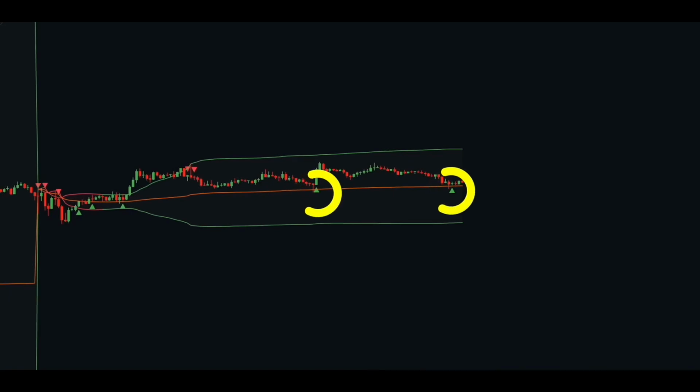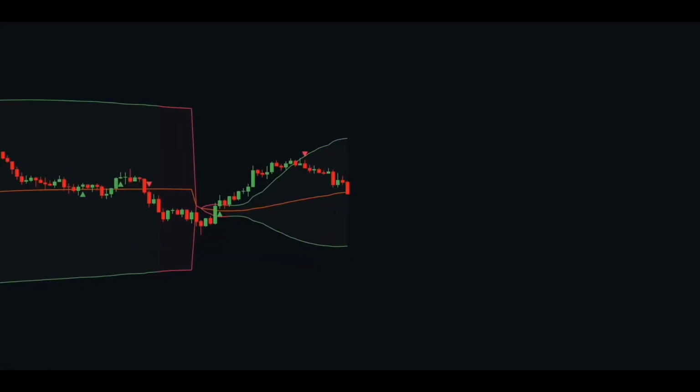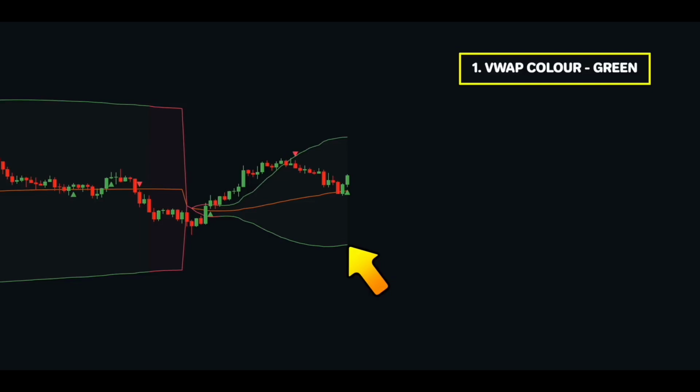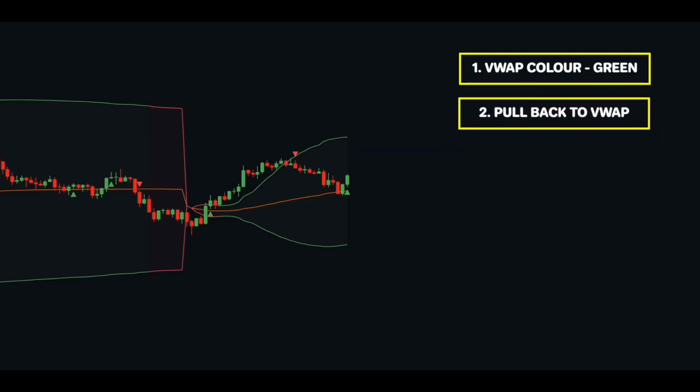The indicator also displays signals for potential long and short entries. One of the strategies you can test is the following. To initiate a long trade, first check if the VWAP color is green. The second rule is to confirm a pullback to the basis line. The final confirmation will be a green triangle below the candle bar.